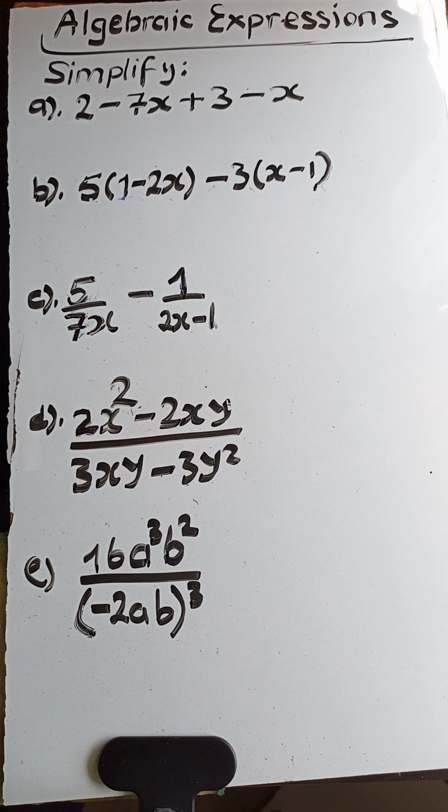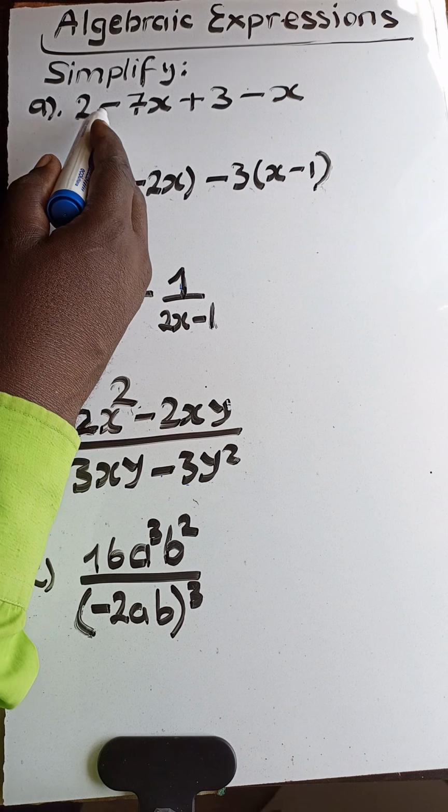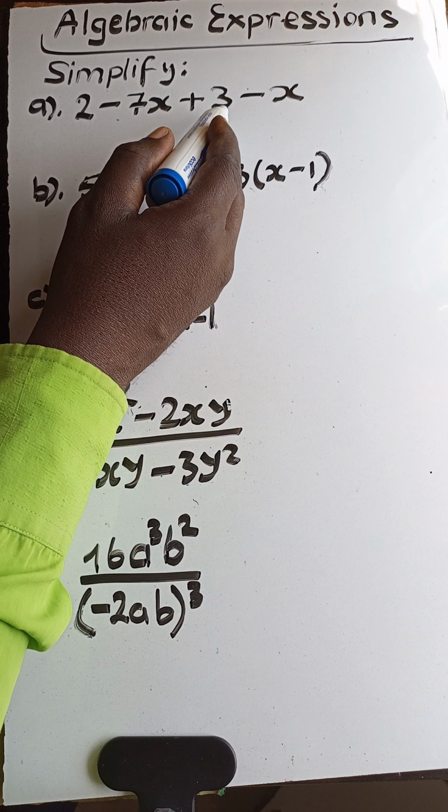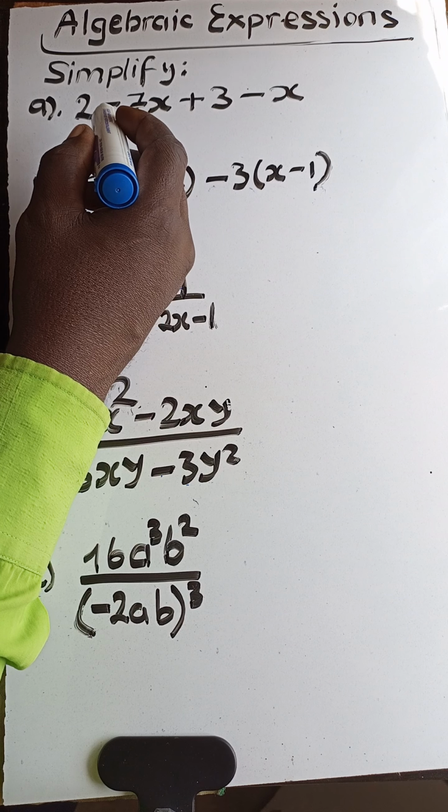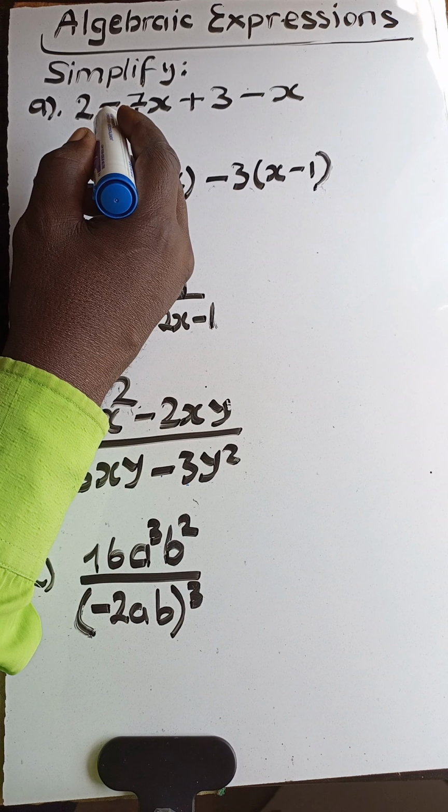We are asked to simplify the following 5 algebraic expressions. In the first one, we have 2 minus 7x plus 3 minus x. To simplify this expression, we proceed by bringing like terms together.